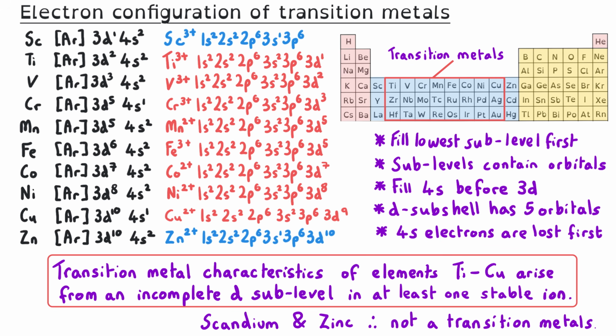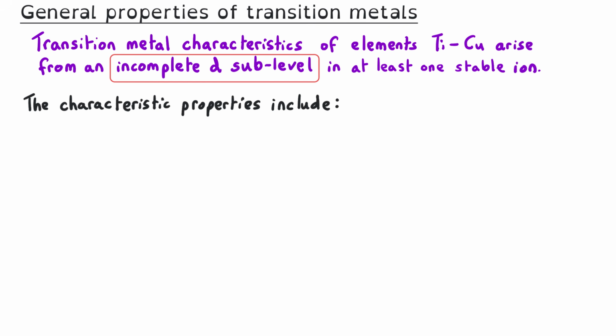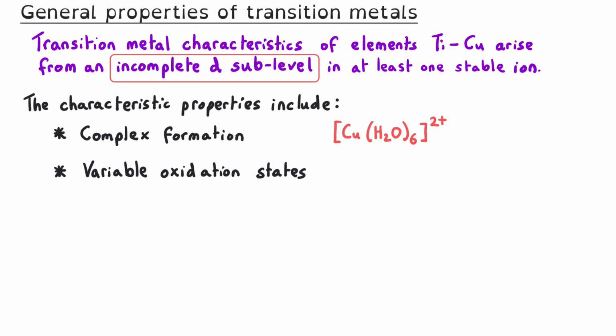incomplete d subshell. Transition metal characteristics of elements titanium to copper arise from an incomplete d sublevel in at least one stable ion. These properties include complex formation. The formula of a complex looks something like this one containing copper ions. More about this in a moment. Transition metals have variable oxidation states.